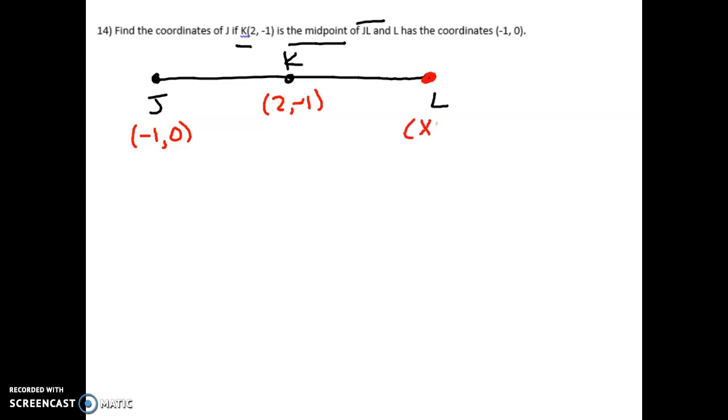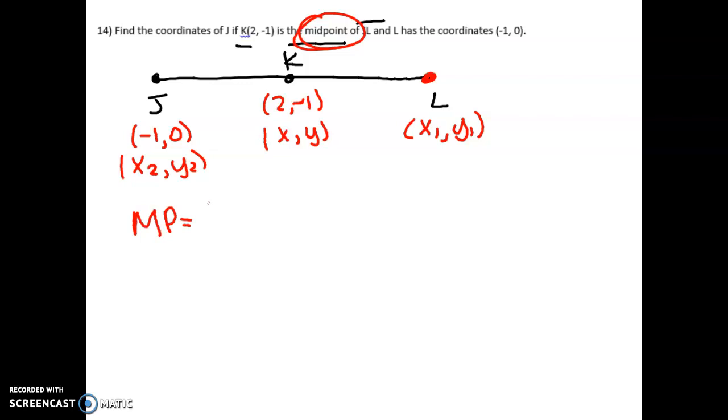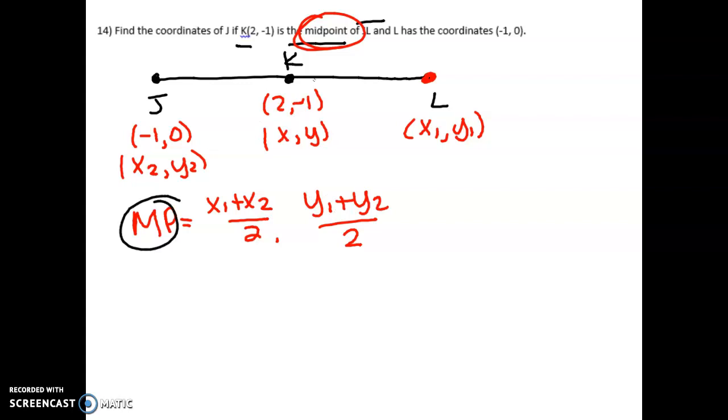I don't know what my x1, y1 is. But I do know this is my x2, y2, and that this is my x and my y. Because we are talking midpoint, we are using that formula, but we are using it another way. We are missing our x1 and our y1. I've told you guys before, when I'm missing my x1 and my y1, I start off in the middle. So my MP, these points right here. We always start off with those.